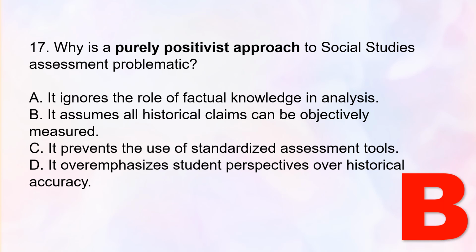Okay, the best answer is letter B. Positivism assumes knowledge is absolute and measurable, which is problematic in interpretive fields like history and civics.